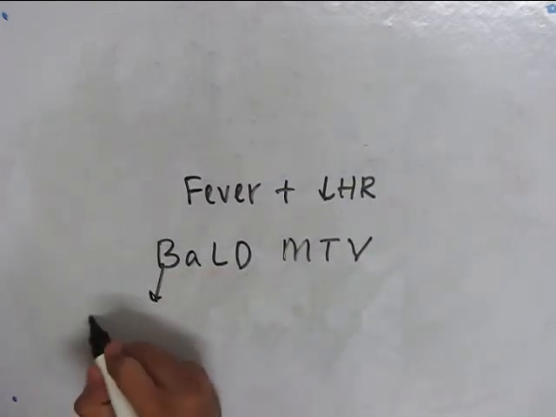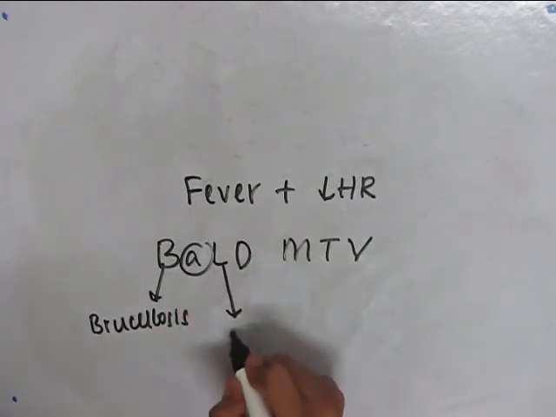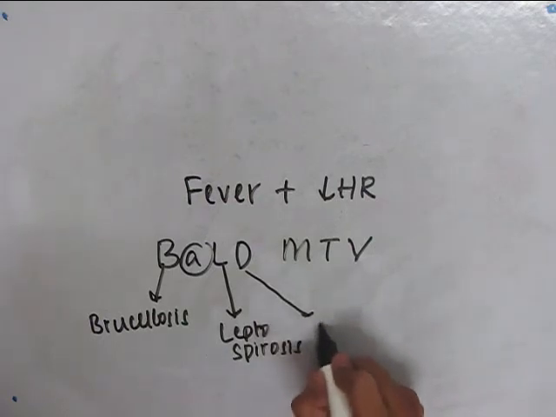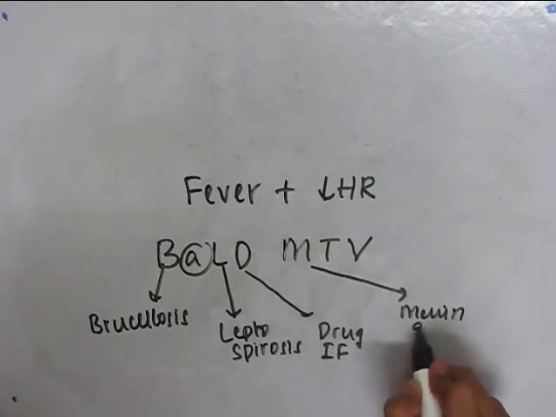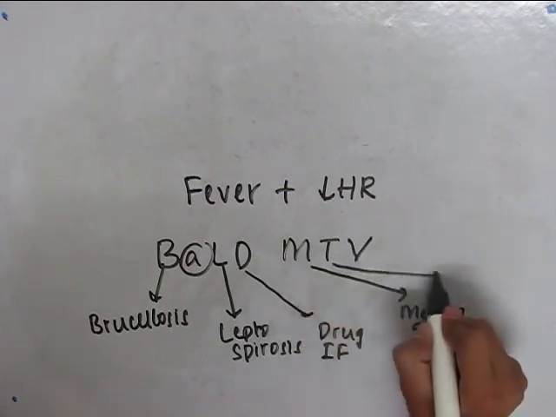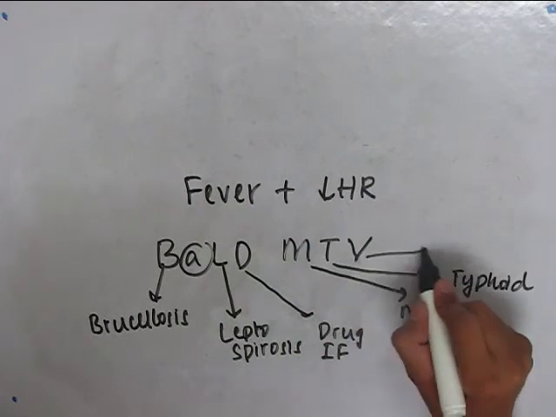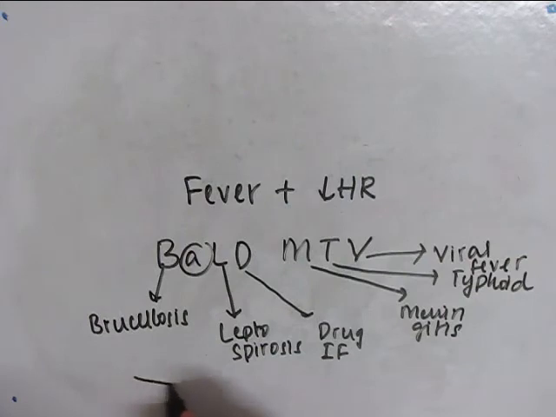B is for brucellosis, A is a dummy, L is for leptospirosis, D is for drug-induced fever, as I already mentioned, M is for meningitis, T is for typhoid, and V is for viral fever. So, these are the cases where fever is associated with bradycardia.